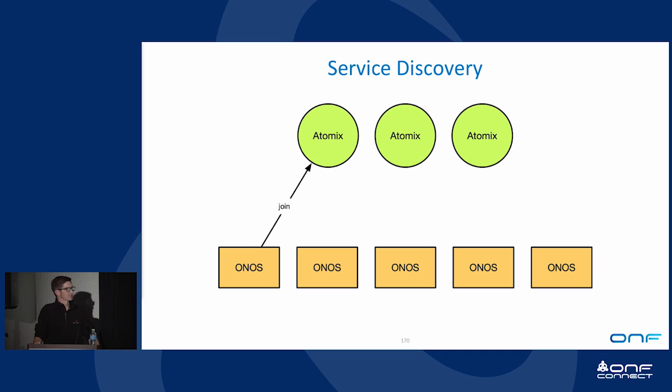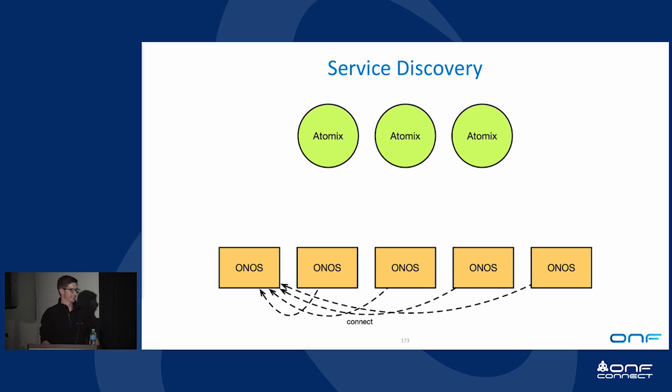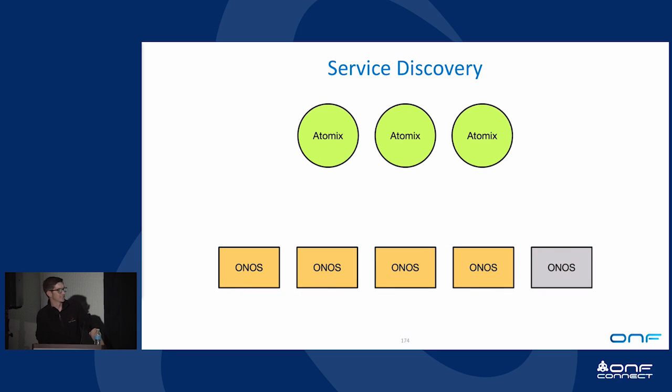So when an ONOS node starts, it only knows about the Atomix nodes, it joins the Atomix nodes. They share membership information among each other and then broadcast the membership changes back down to the other ONOS nodes that existed before. And of course, those nodes have embedded Atomix instances, which also get updated with the membership information, and they connect back to the joined node. And this works in both directions.